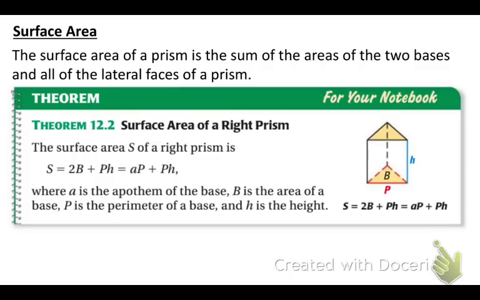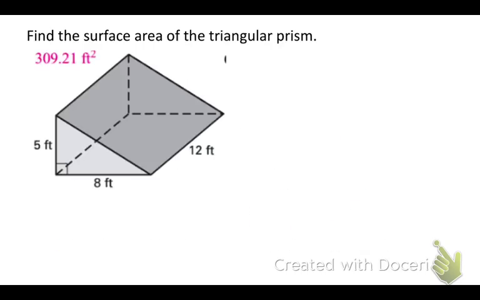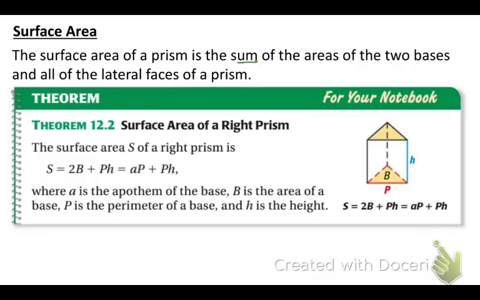So how do we find the surface area of a prism? Remember, surface area is if you were to cover all sides of the prism with a piece of paper, how much paper would you need? So the surface area of a prism is the sum of the areas of the 2 bases and all of the lateral faces. You have to cover all those faces and the 2 bases. You don't want any left over and you're not going to overlap with the paper. And that's what the surface area is.